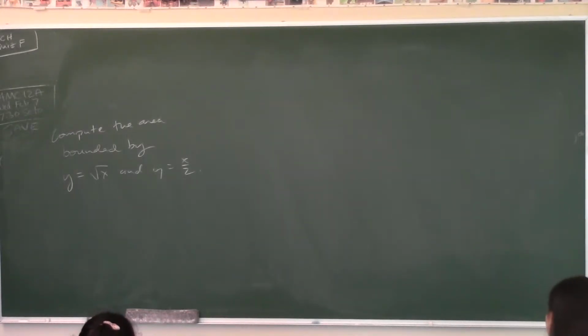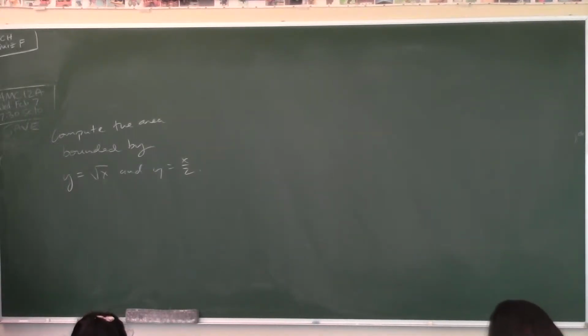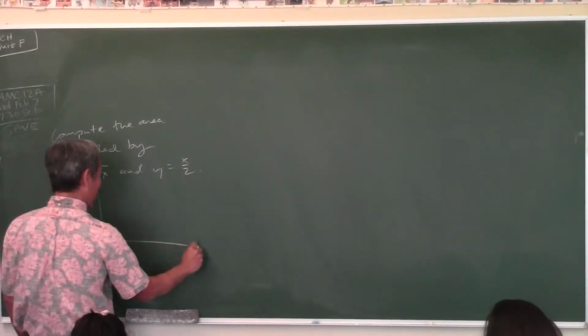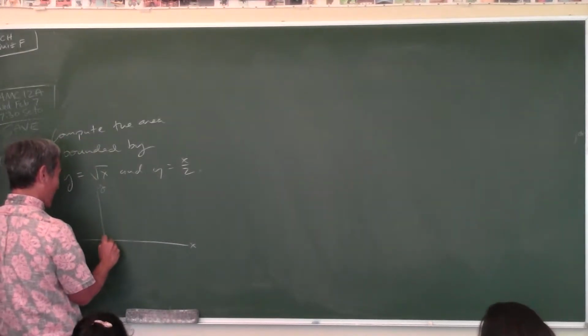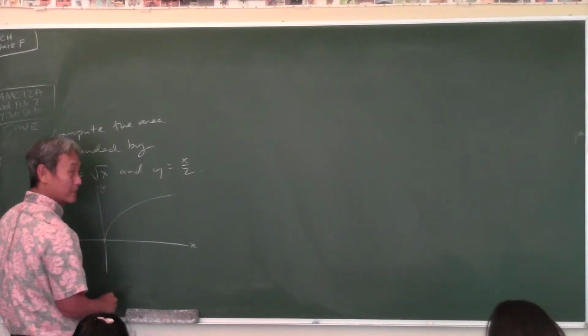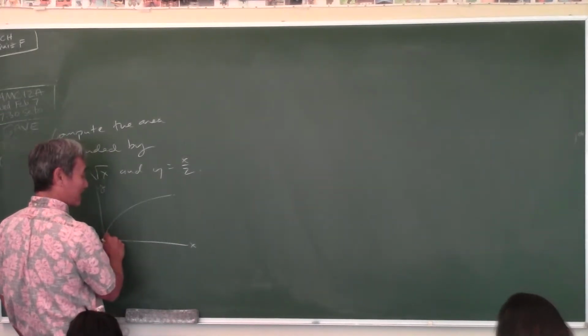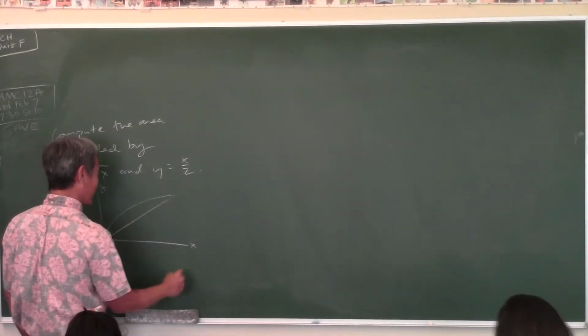Now, do you guys understand what bounded means? You sure? Because every year they say yes and then on the test all hell breaks loose. Bounded means enclosed by. So what does y equals root x look like? That's a base graph. You're supposed to know that. There you go. And then what about y equals x over 2? That's a line. Slope 1/2.